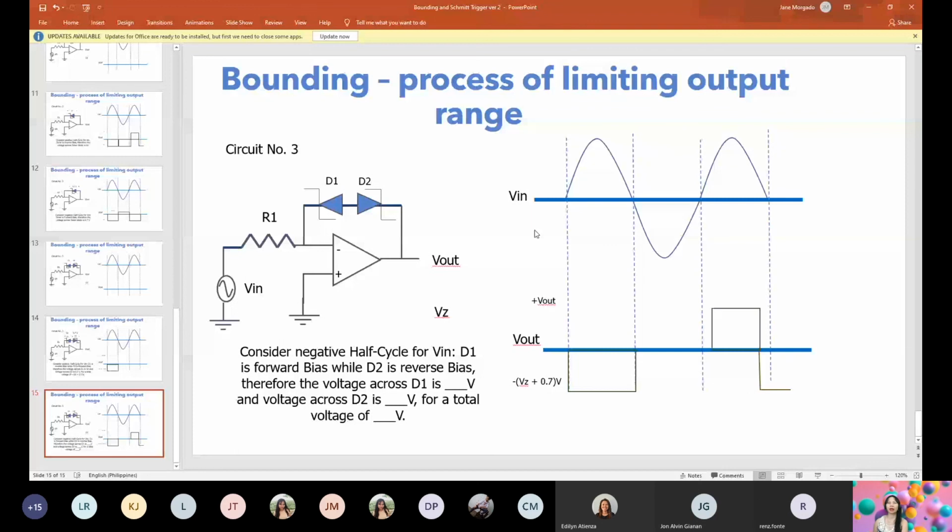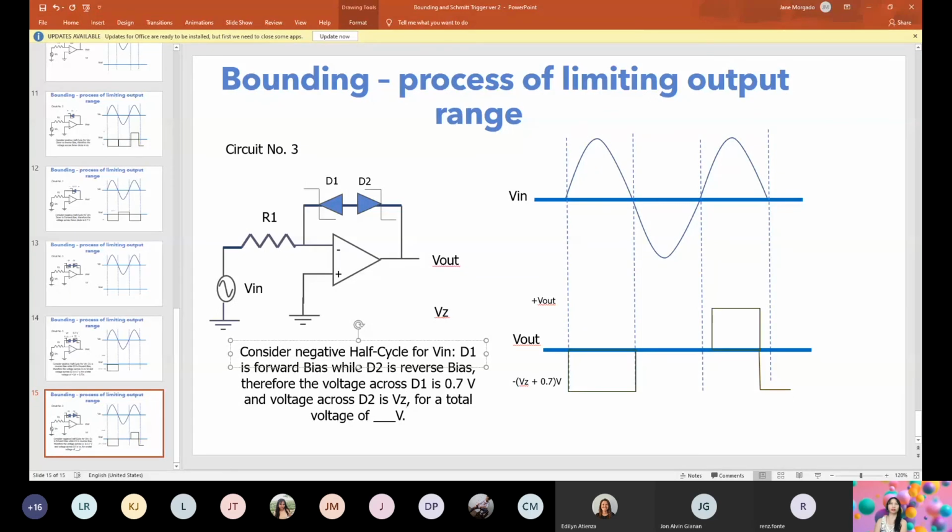Therefore, the voltage across D1, since D1 is in forward bias, so what is the voltage across D1? 0.7. Okay, so equal to 0.7. And the voltage across D2, since D2 is in reverse bias, therefore the voltage across D2 is equal to VZ. Okay, very good.